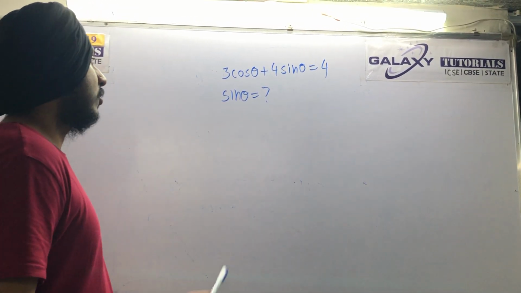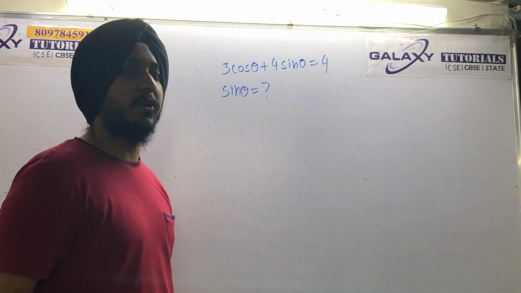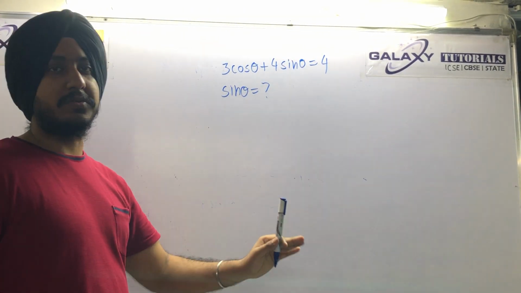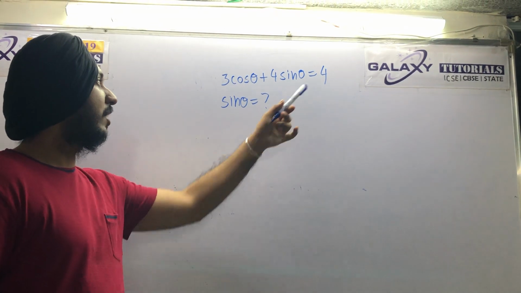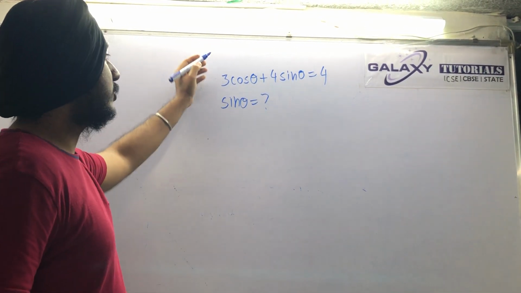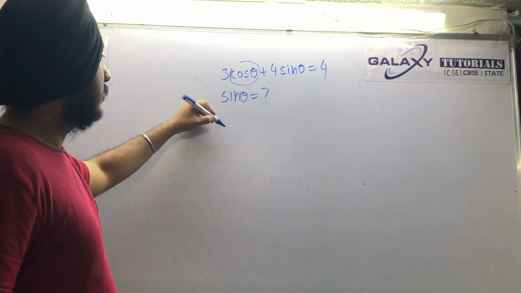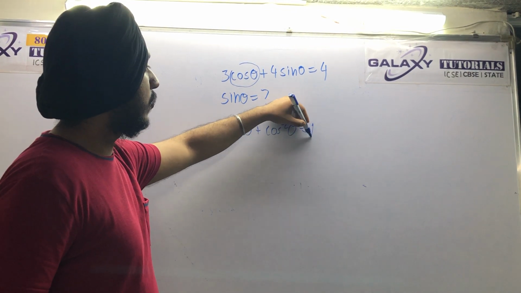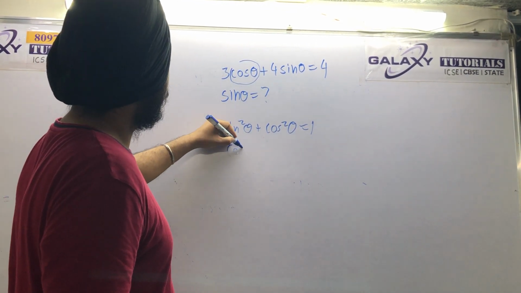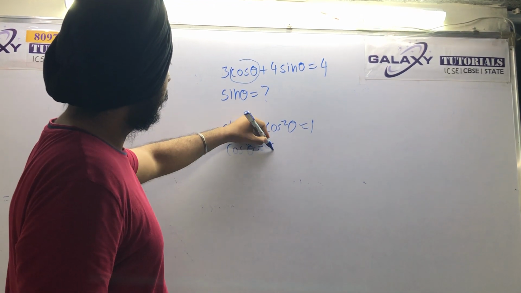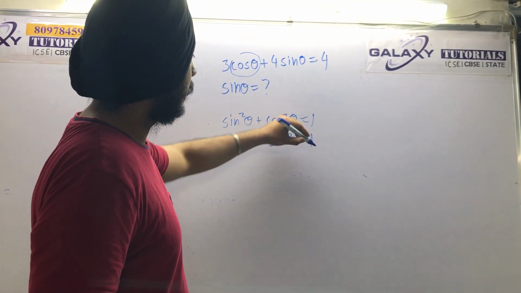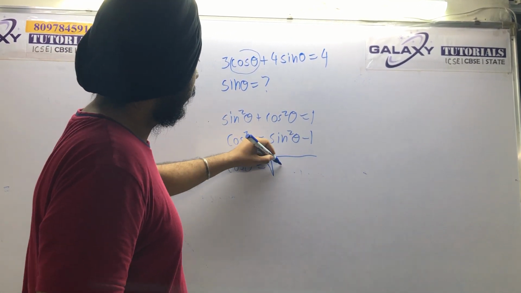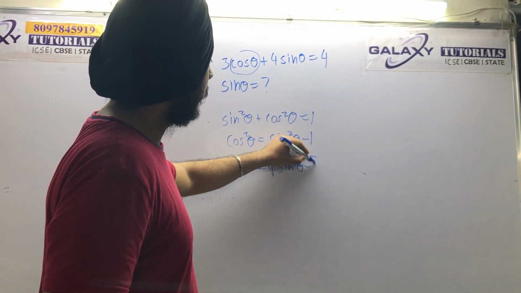Now first of all, to solve this equation, you have to convert this whole expression into a common expression. What do I mean by a common expression? One where there is either only sine or only cos. Since they have asked us the value of sin theta, I will convert this whole expression into sine. So I will convert cos into sine. You all know this identity. So cos square theta will be 1 minus sin square theta, and cos theta will be the root of 1 minus sin square theta.